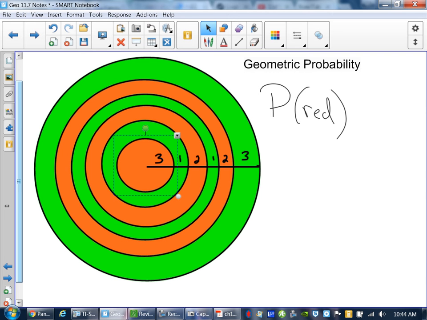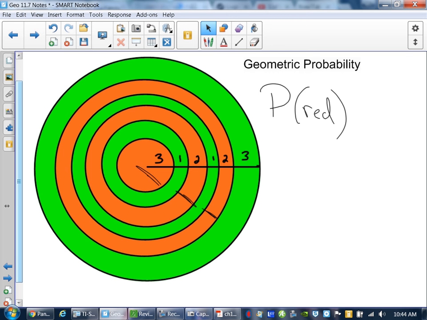Now, hold on. It's not 7 out of 12 because you're talking about areas. So you have to find the area of each of these rings. And then we divide that by the total area. So as you go through this, think about it.